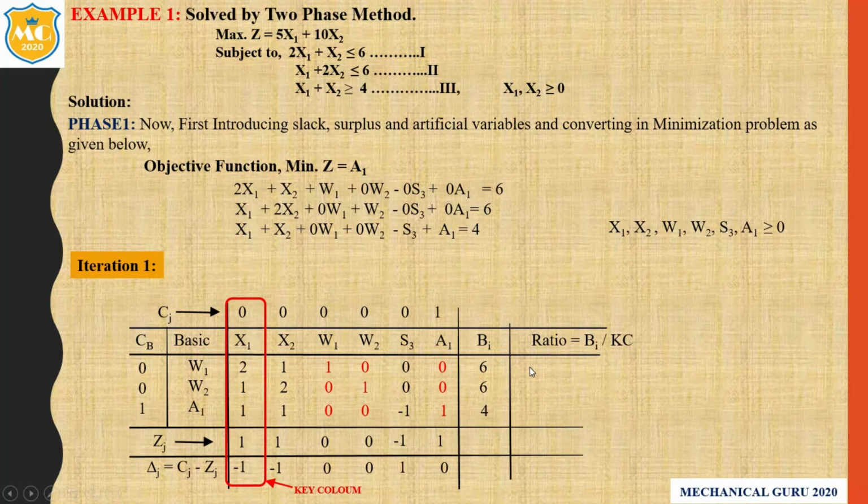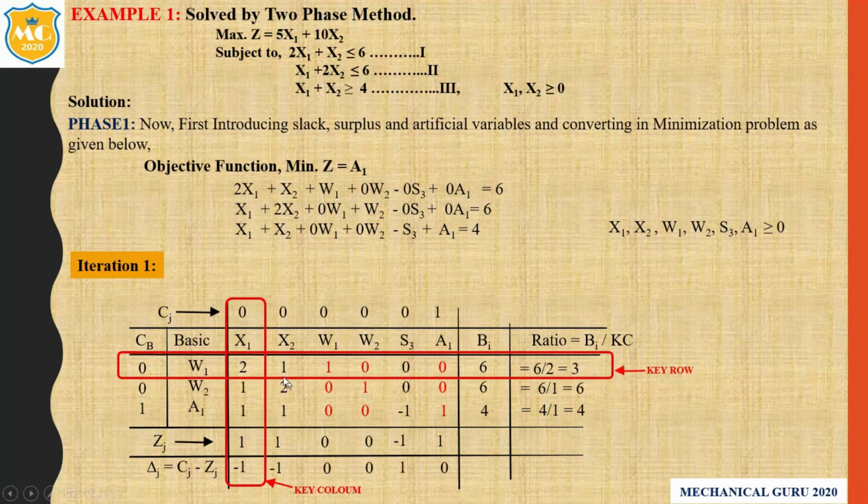Next we have to find out the ratio, that is bi by kc. So 6 divided by 2, 3, 6 divided by 1, 6, 4 divided by 1, 4. In a ratio we have to choose minimum positive number. So here the minimum positive number is 3. So this is our key row. And this is our key element, where key row and key column intersect at one point, is called the key element. Okay, so here the first iteration is completed.